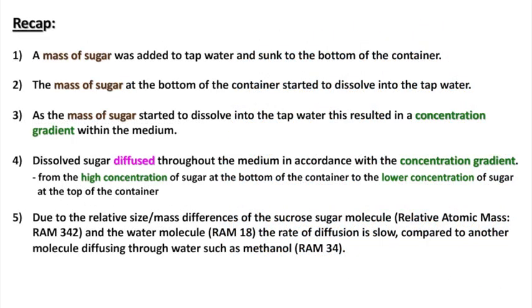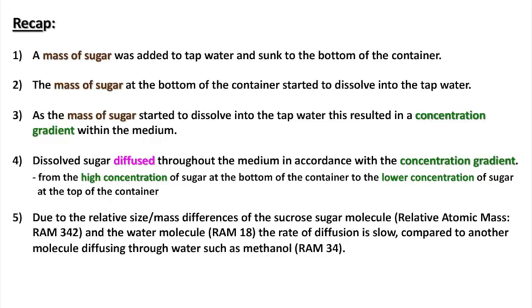Recap. 1. A mass of sugar was added to tap water and sunk to the bottom of the container. 2. The mass of sugar at the bottom of the container started to dissolve into the tap water. 3. As the mass of sugar started to dissolve into the tap water, this resulted in a concentration gradient within the medium. 4. Dissolved sugar diffused throughout the medium in accordance with the concentration gradient, from the high concentration of sugar at the bottom of the container to the lower concentration of sugar at the top of the container.